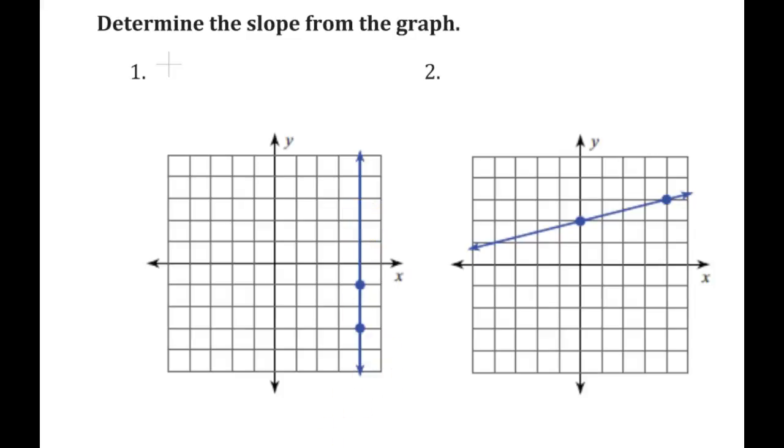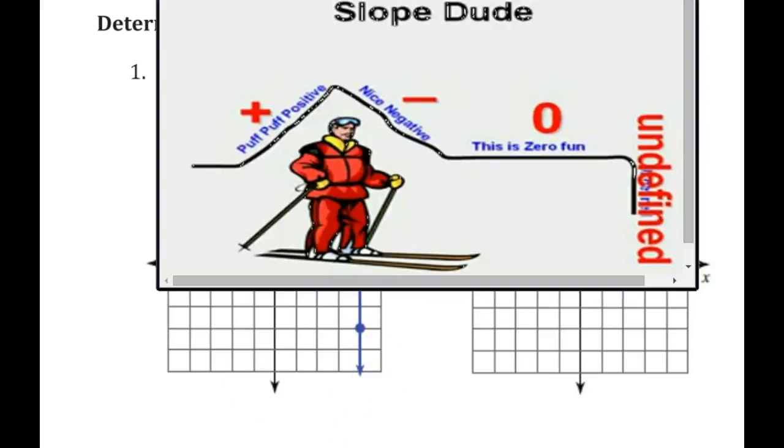Now you might remember this right here. Remember, before you worry about the numbers, if it's going uphill from left to right, it's going to be positive. If it's going down, it's going to be negative. If it's just flat, it's going to be a zero slope. And undefined if it's a vertical line. Those are the four types of slopes, and it can help you out while you're doing this.